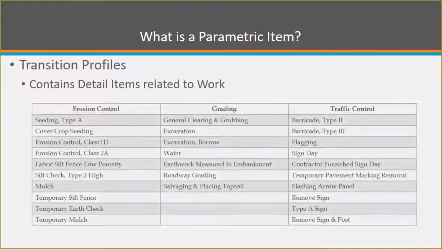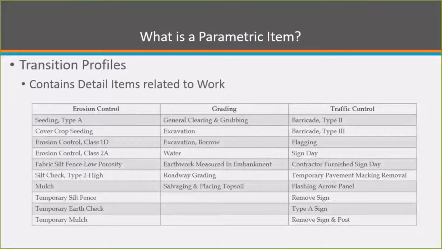Parametric items are associated with transition profiles. These transition profiles contain all the items that would be related to that type of work. So for our erosion control parametric item, some items that you would see in that transition profile would be seeding type A, cover crop, erosion control class 1D, 2A, silt fence, checks, mulch, and the temporary ones too.